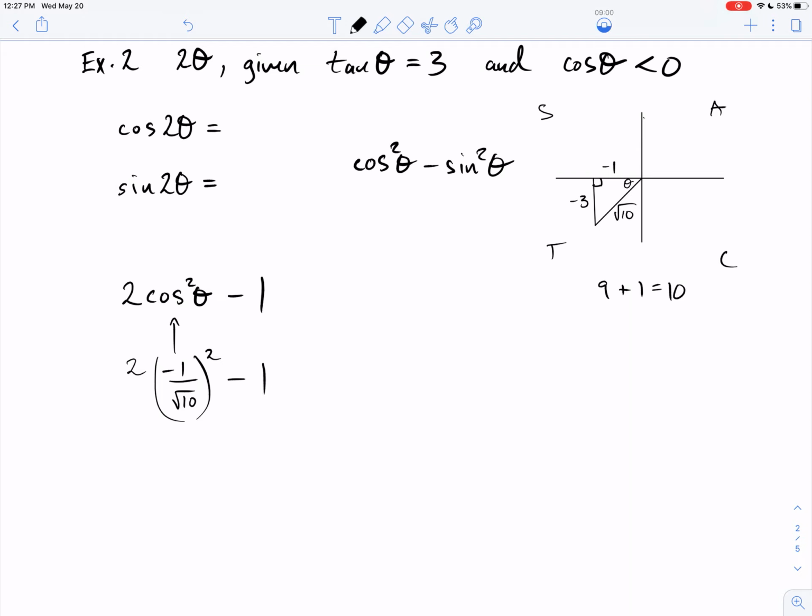And if I do that, well, negative 1 squared is 1. Radical 10 squared is 10. I'm going to multiply that by 2 and take away 1. Well, heck, I can even reduce here if I wanted. I could say that's just 1/5. Take away 5/5. See what I mean? What's that going to equal? Negative 4/5. And that is the answer they wanted for cosine 2 theta. Negative 4/5.